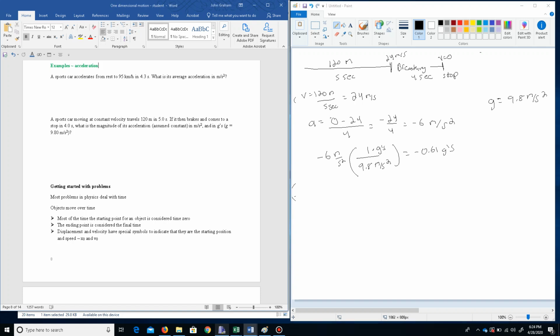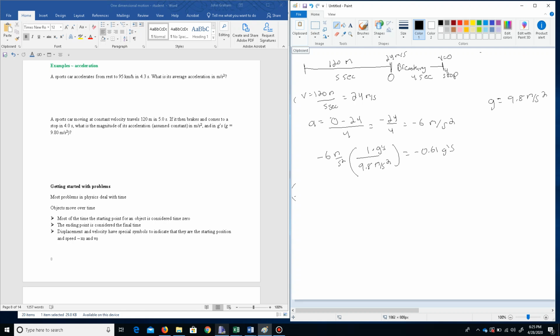So now, most of the physics problems we're going to be dealing with are going to be dealing with time. We'll be looking at objects moving over time. Most of the time, the starting points for an object will be considered 0, or we can separate this out into problems where, for instance, up here, we consider this 0 and this to be the 4 seconds. We separate it into 2 different sections of the problem. And we can do that a lot. And it actually makes it a lot easier than trying to do everything all at once.